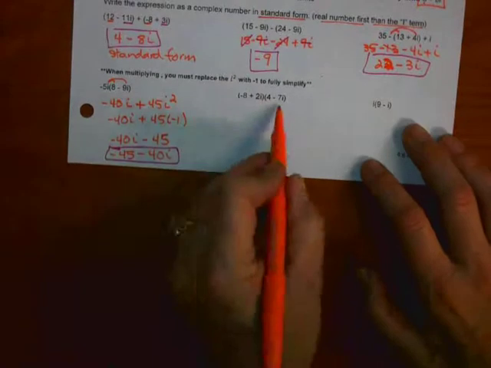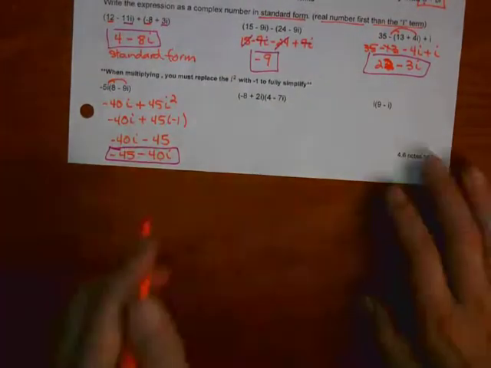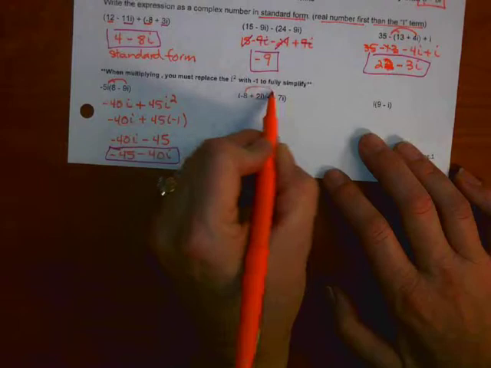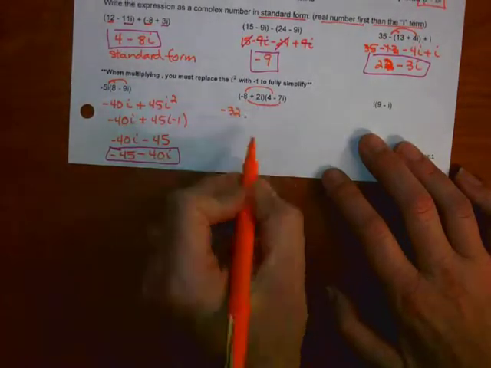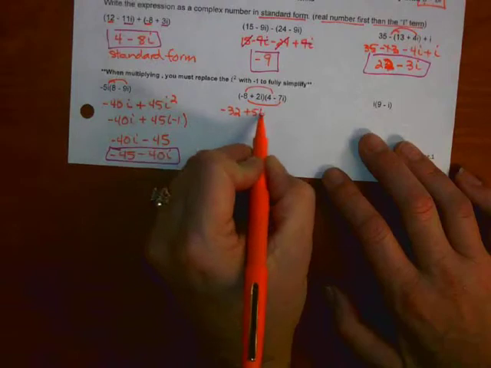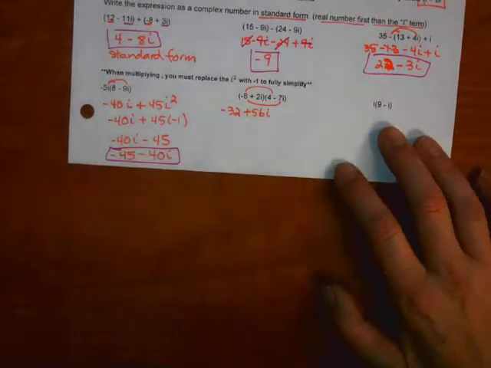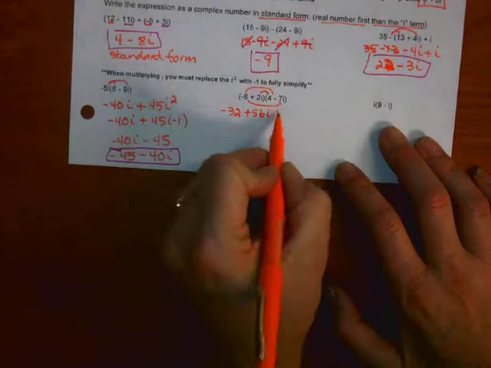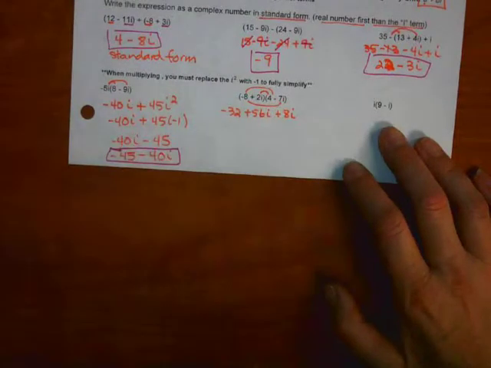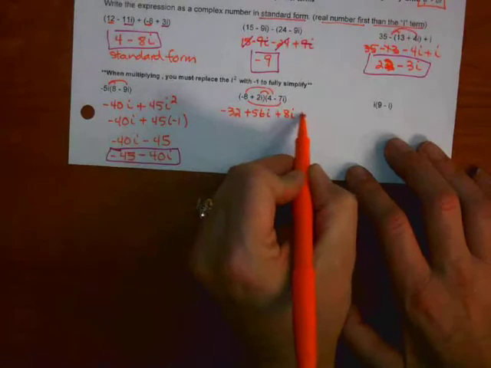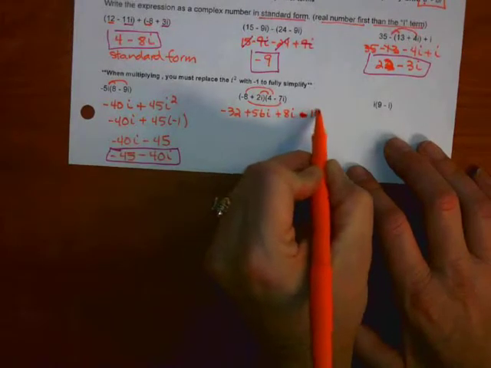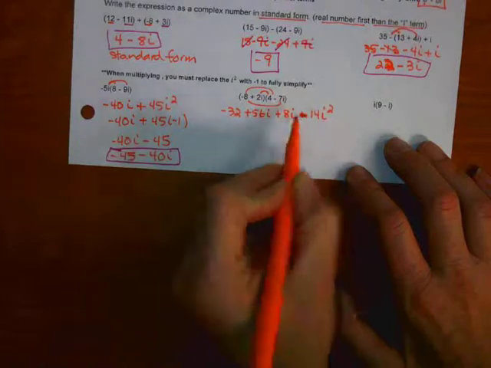All right. Hey, we get to FOIL. Look at that. FOIL. First term is negative 32. Outer terms would be plus 56i. Inner terms would be 8i. And the last two would be minus 14i squared. I FOILed. Now I got to combine like terms.